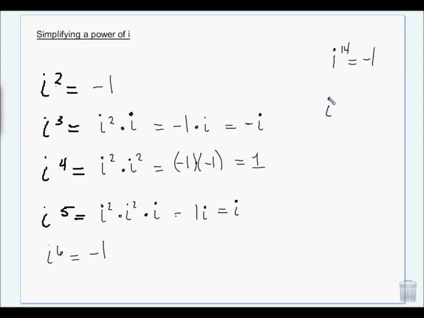Here, I'll do another one. Let's do i to the, give me a number. 17. 17, okay. So I start with 2, 3, 4, 5, 6, 7, 8, 9, 10, 11, 12, 13, 14, 15, 16, 17.